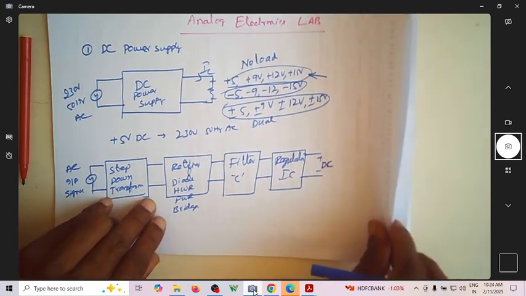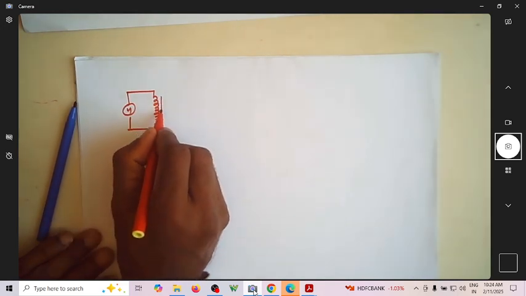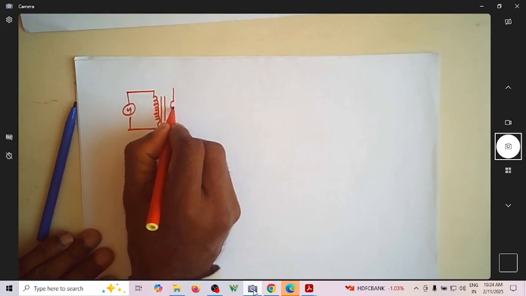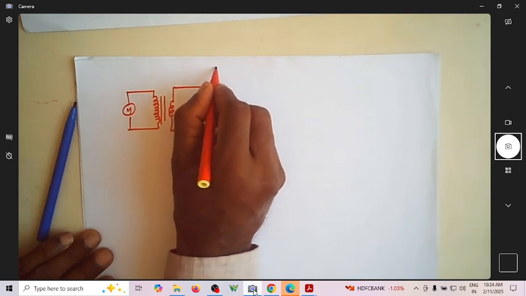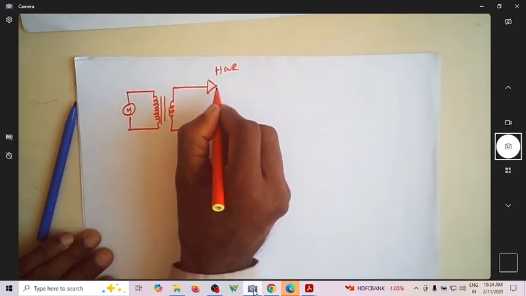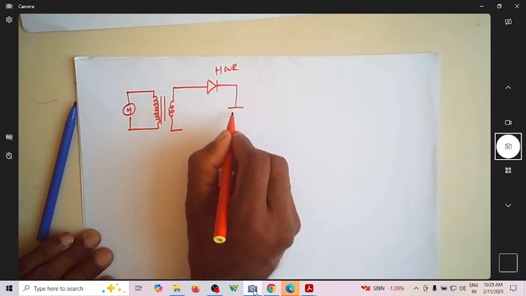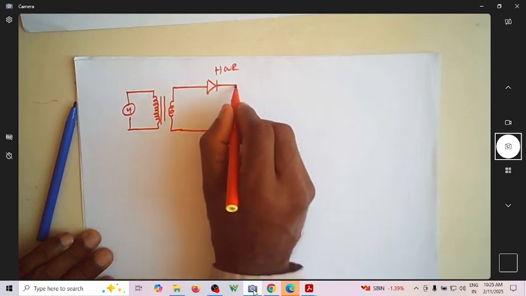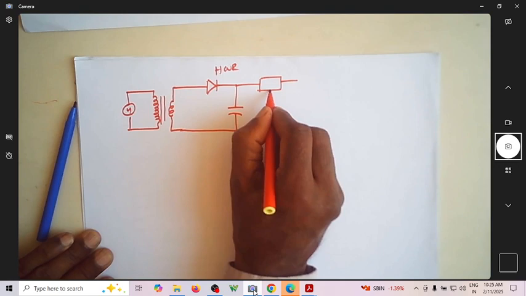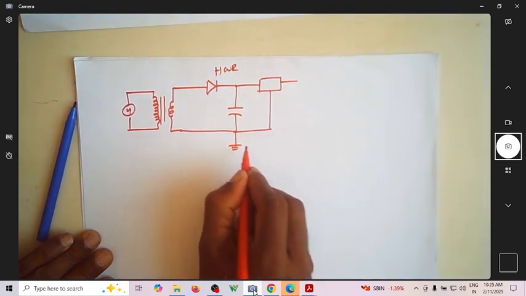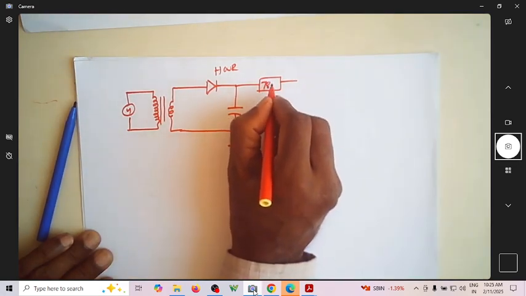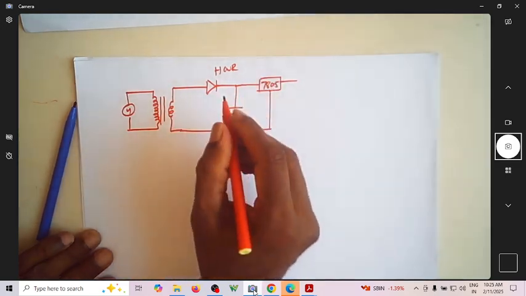So let us fill all these blocks using the circuit components. Now let me write this, the primary of the transformer. Then comes the core. This is the secondary. So let us start with a half-wave rectifier. This is my regulator. This is the 7805, because you are looking for plus 5 volts.